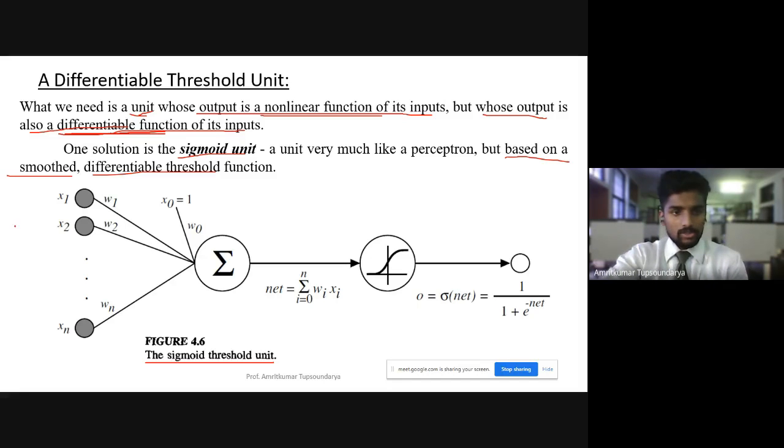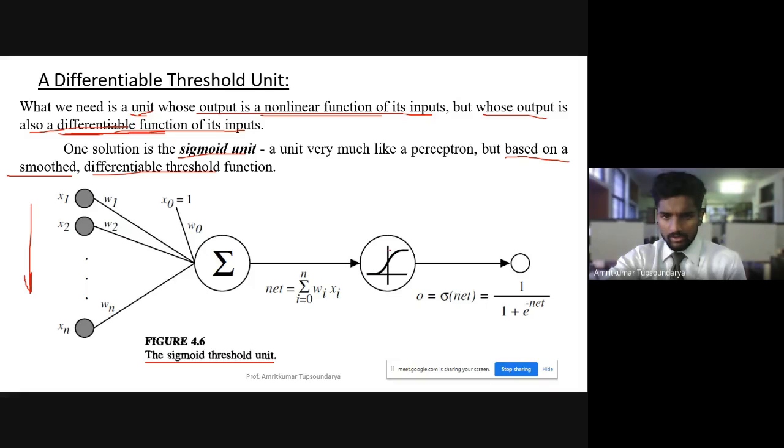You can say that it's a combination of a simple perceptron with added smoothness and differentiable thresholds. And everything else remains the same. We have inputs from x1 till xn, and then we have associated weights w1, w2, and so on till wn. And then we have the summation and the sigmoid function here.